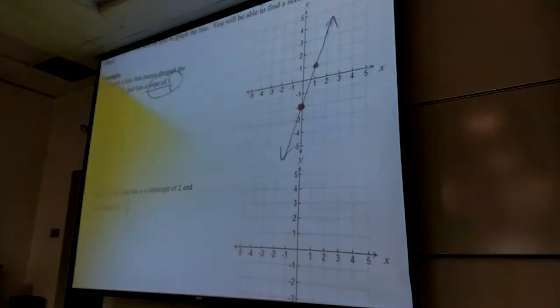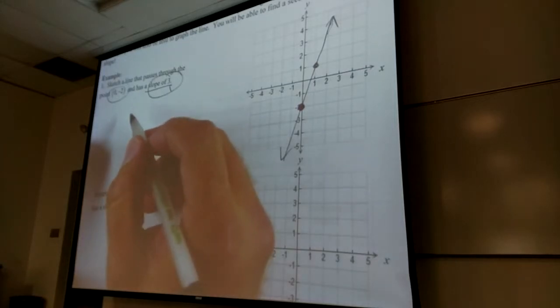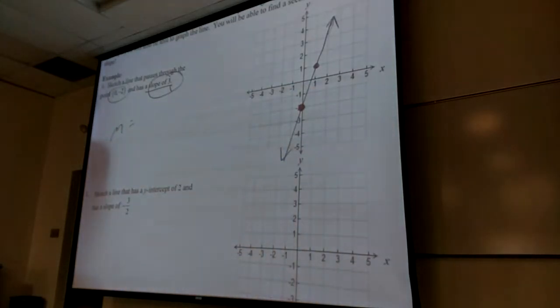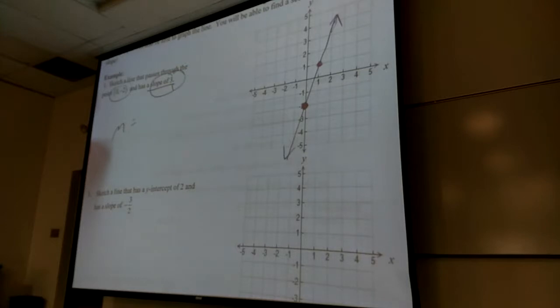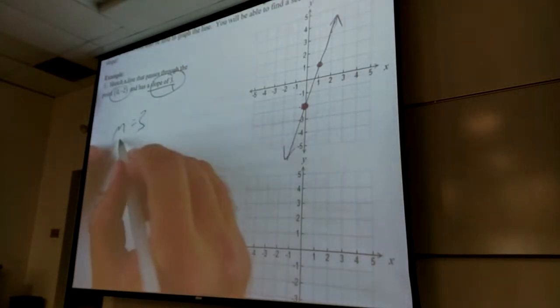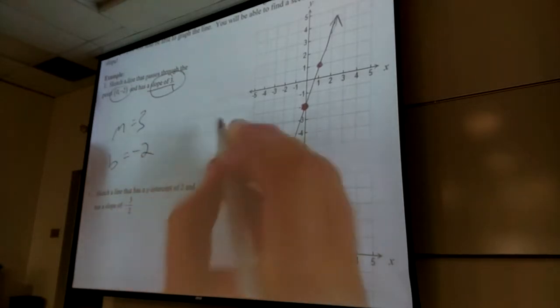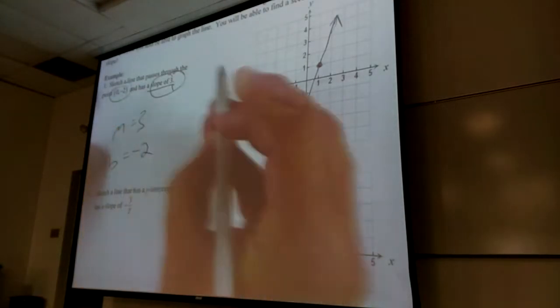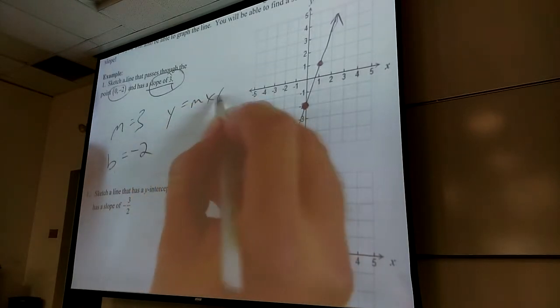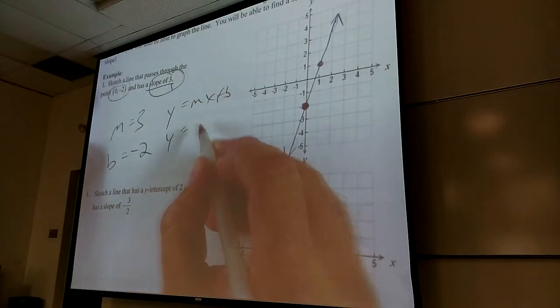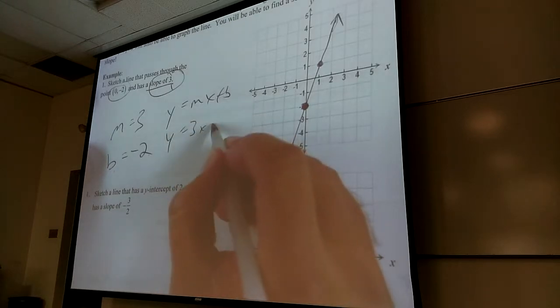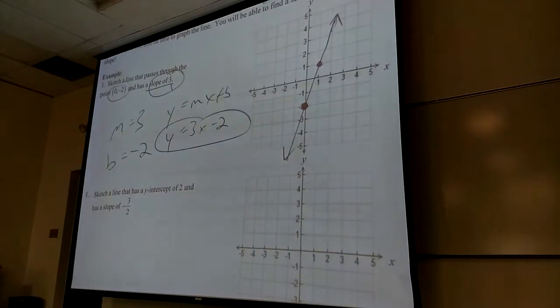Pretty close. What would the equation of this line be? What's M? Negative 2 over 1. Careful, what's M? 3. M is the slope. What's B? Good. B is the y piece of the y-intercept. So what's the equation? It would be y equals 3x minus 2. Bam! I like it. That's emerald math.